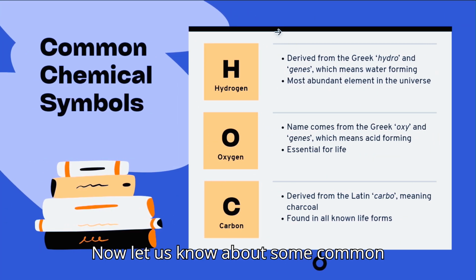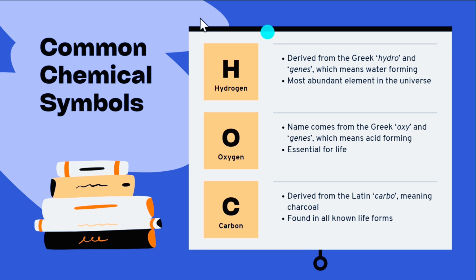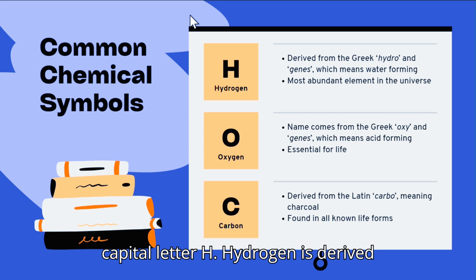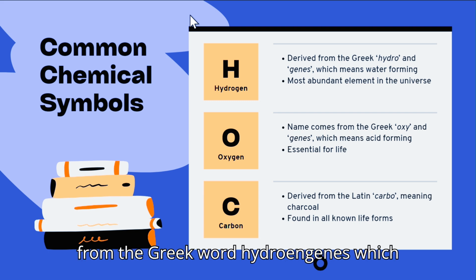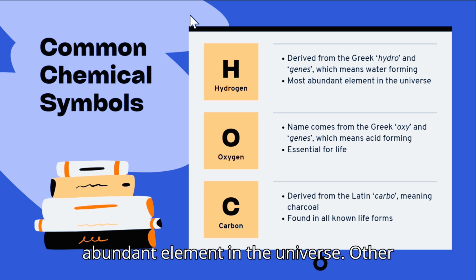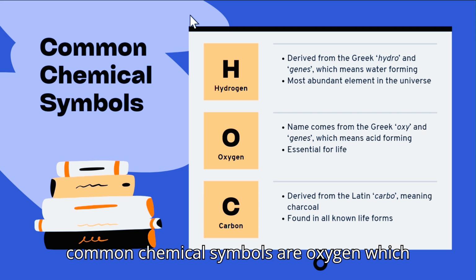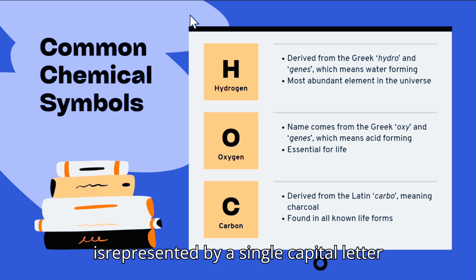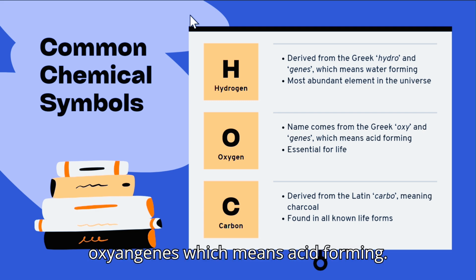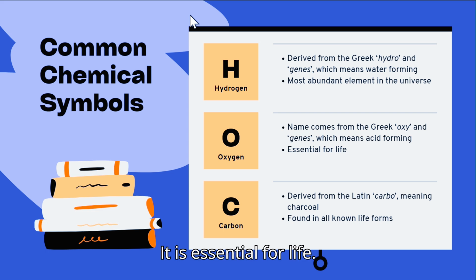Now, let us know about some common chemical symbols. Hydrogen is represented by a single capital letter H. Hydrogen is derived from the Greek words hydro and genes, which mean water forming. It is the most abundant element in the universe. Other common chemical symbols are oxygen, which is represented by a single capital letter O. It comes from the Greek words oxy and genes, which mean acid forming. It is essential for life.